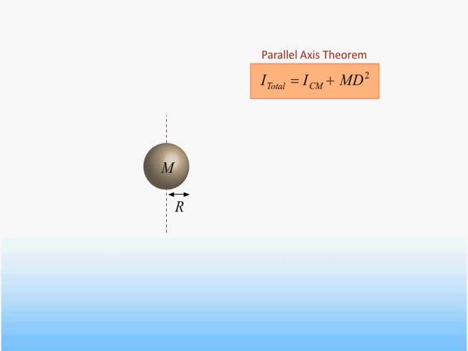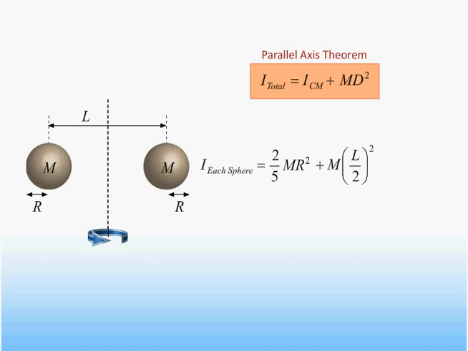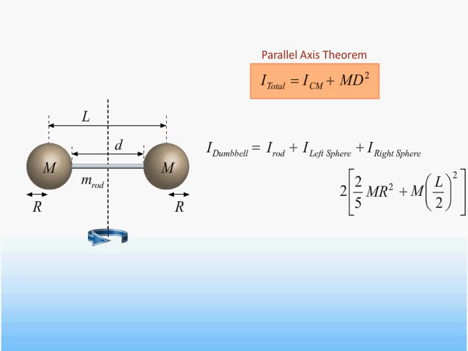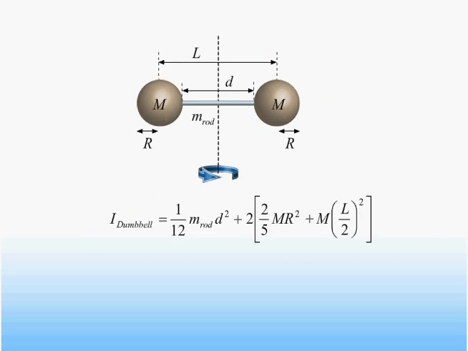Namely, we know from last time that the moment of inertia of a solid sphere about an axis passing through its center is equal to 2/5 times the product of its mass and the square of its radius. Applying the parallel axis theorem, we see that the moment of inertia of each sphere about the given axis is just equal to 2/5 mr squared plus m times L over 2 squared. To find the total moment of inertia of the dumbbell, we just add the contributions from the two spheres to the moment of inertia of the thin rod about its center to get the result shown.